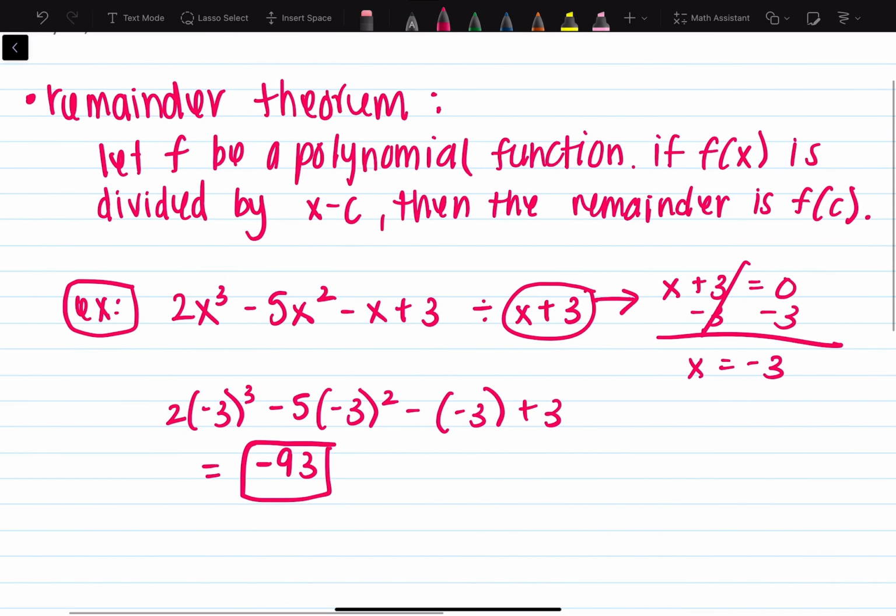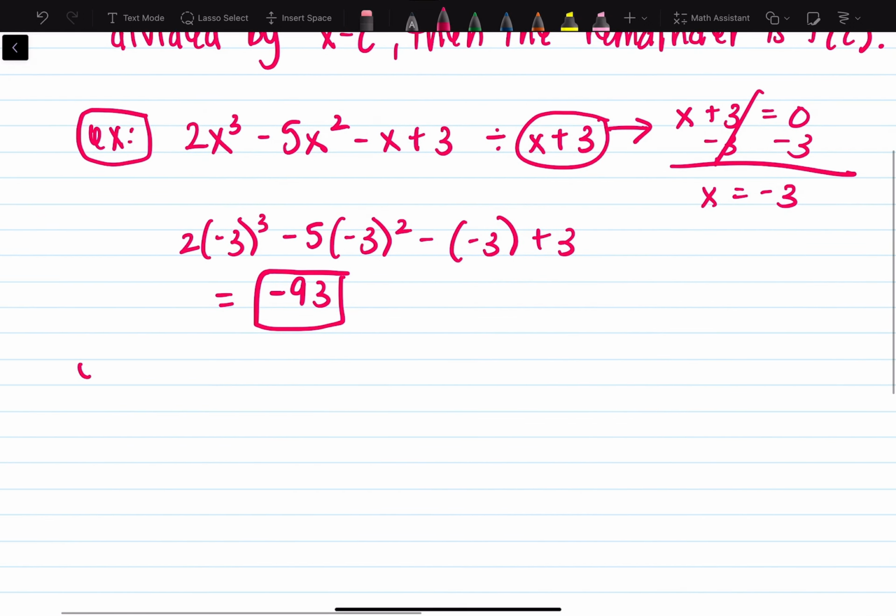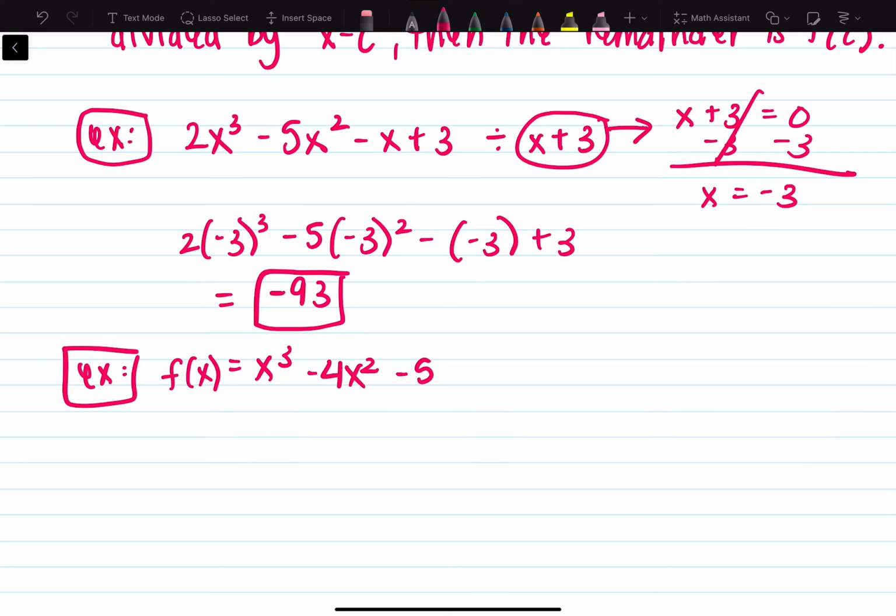So again, all the remainder theorem does is give you the remainder when you are asked to divide two polynomials together. The reason why that is important will come next when we go over the factor theorem. Just for another example, let's say I give you f of x equals x cubed minus 4x squared minus 5, and I want you to divide this by x plus 2.